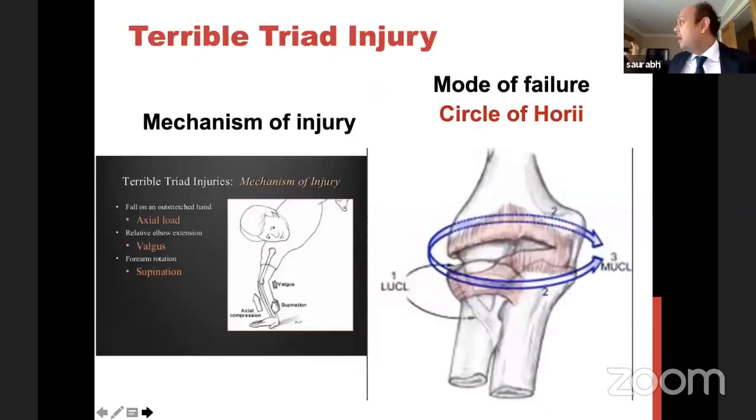Thanks. And then let's talk about terrible triad injury. So the mechanism is, as you can see in the picture here, a person falls on the elbow. There's going to be axial load, external rotation or supination, and a valgus force. This is how Sean O'Driscoll from Mayo Clinic first described this, I think, in the mid-90s. And then this is another concept, mode of failure, the circle of Horii.